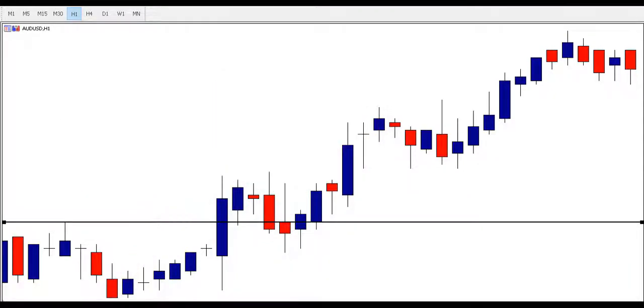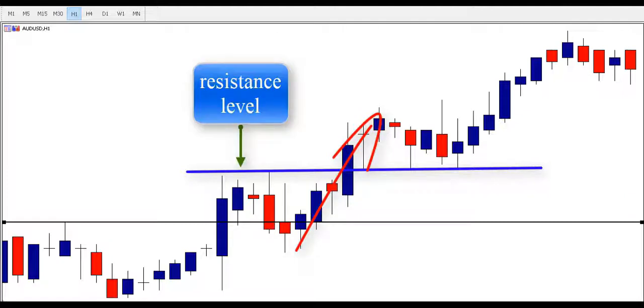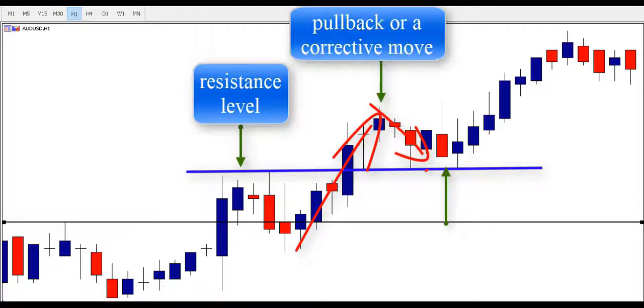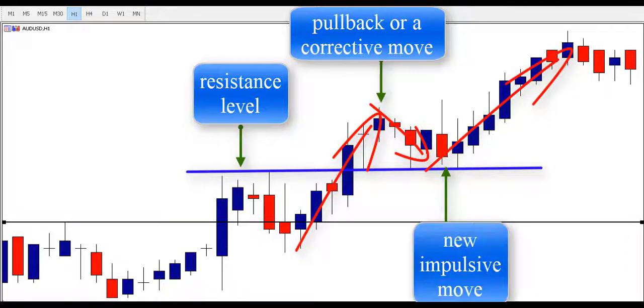The same scenario happened here. Breakout of the resistance, a pullback, and a new impulsive move forms at the support level. So this is how we can predict the beginning of an impulsive move by using support and resistance levels in an uptrend market.